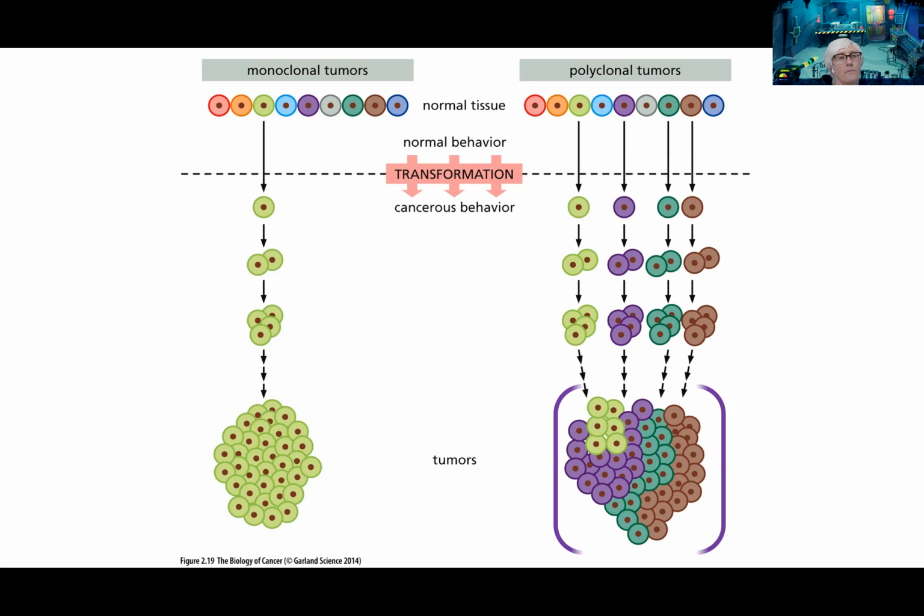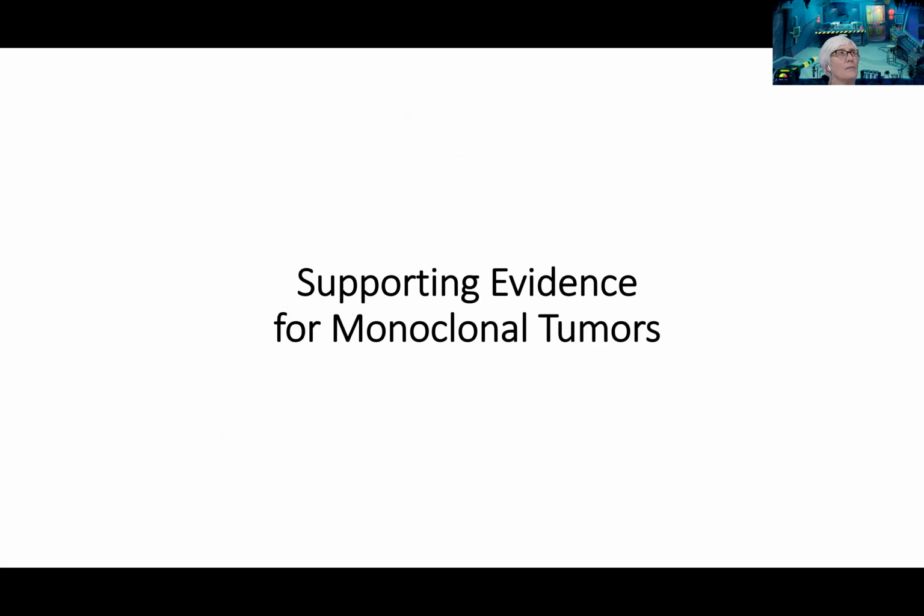But here's the deal. When we look at tumors, they are not homogeneous. They are, in fact, very heterogeneous. So there are different subpopulations, if you will, of cells within any given tumor. So if tumors develop monoclonally, how do they become heterogeneous? I think you know the answer already, but we'll come back to that in just a second. There is a lot of supporting evidence beyond Occam's razor for the monoclonality of tumors. I'll give you three.